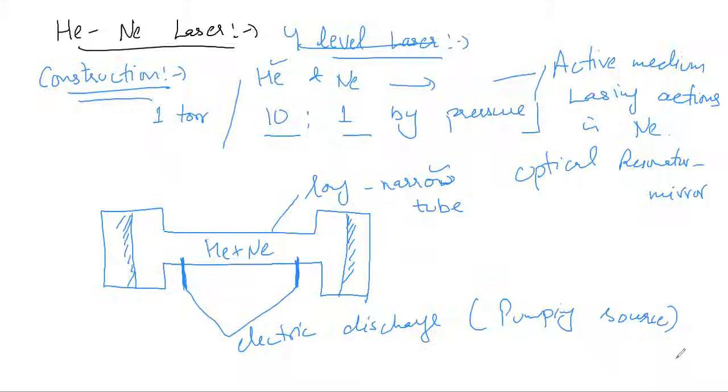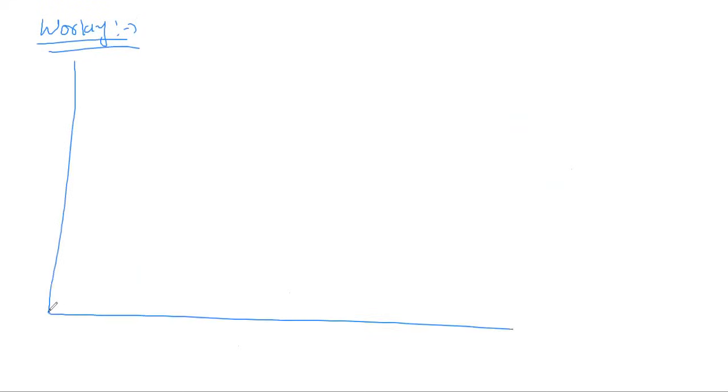If you talk about working of this laser, let me draw the levels of helium and neon. Let's say this is the ground state of helium. This is F1 and this is F2 and this is F3.